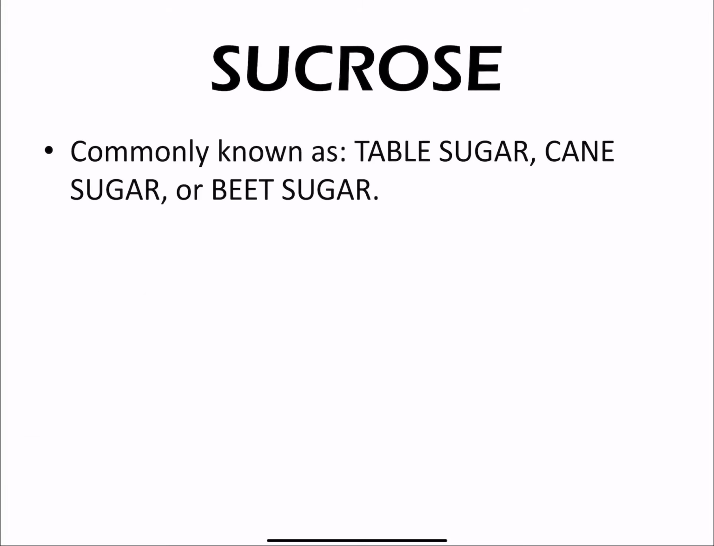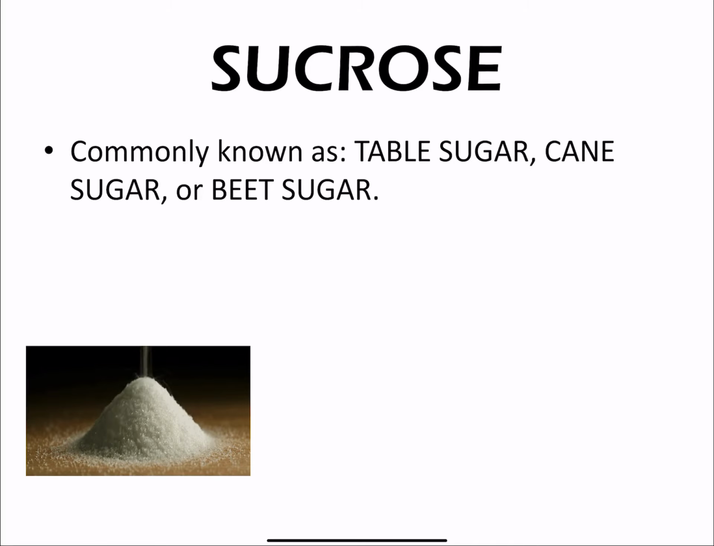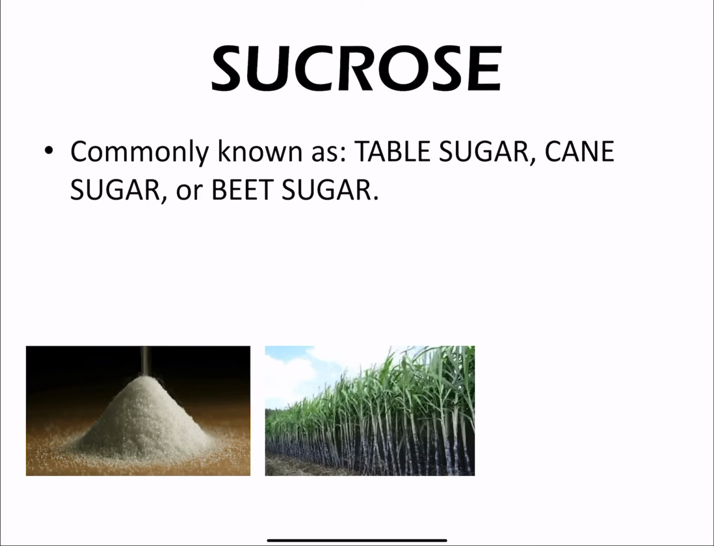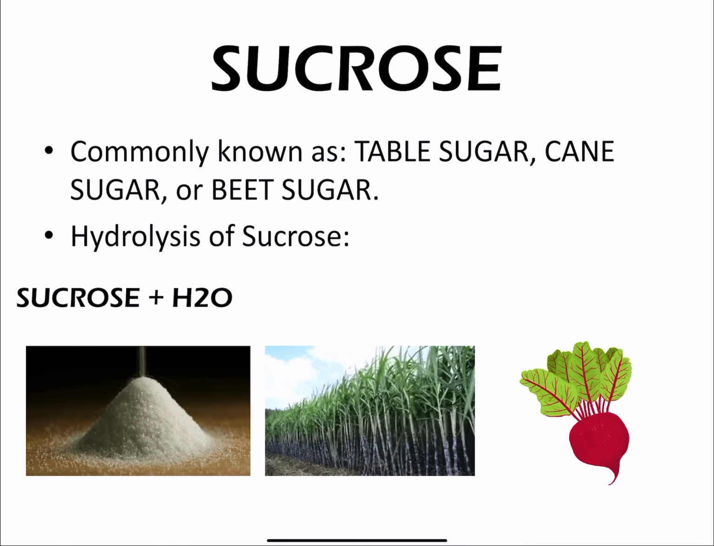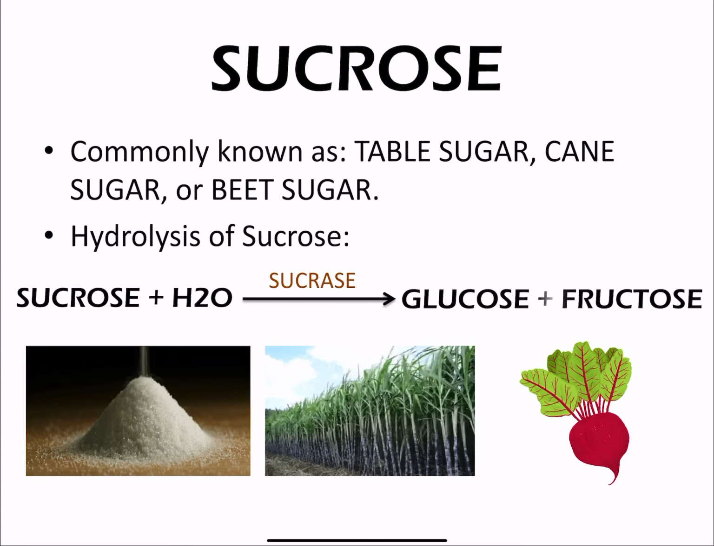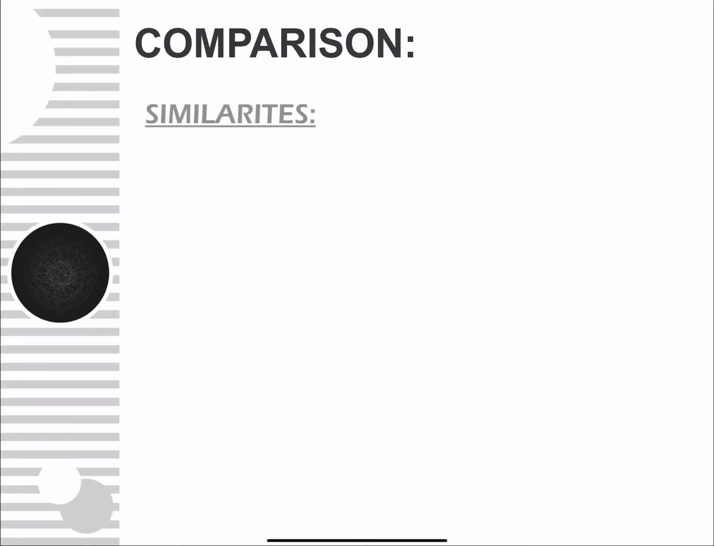What about sucrose? Sucrose is actually a very famous sugar, mostly known as table sugar, cane sugar, or beet sugar. We can hydrolyze it with the help of its enzyme sucrase, and it will give us a glucose molecule and a fructose molecule.